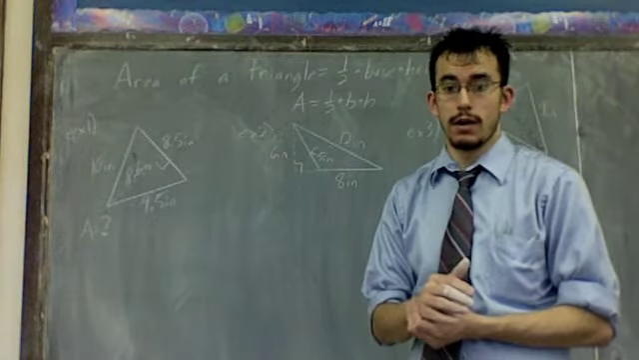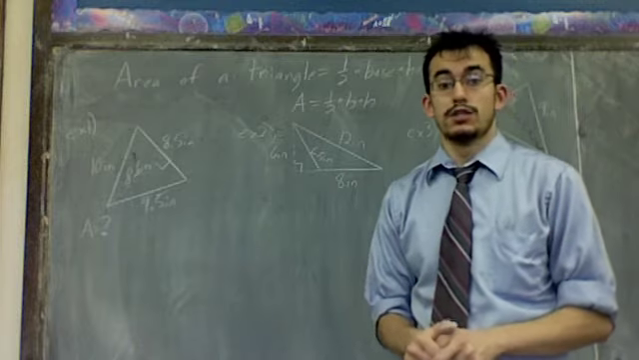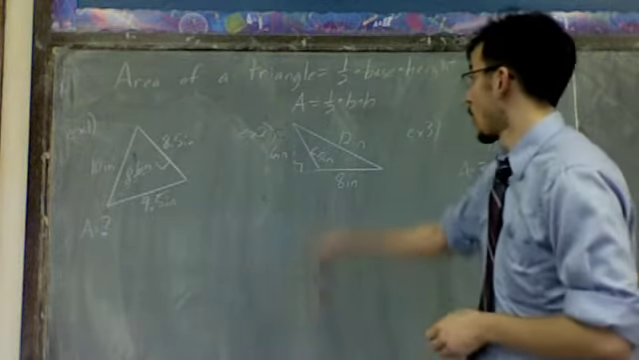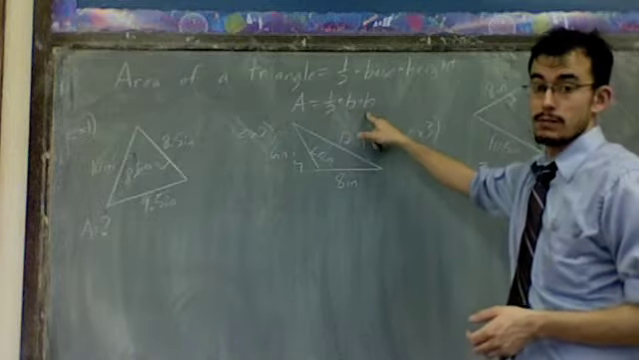In this video I'm going to show you how to use the area formula for a triangle. The triangle area formula is 1/2 times the base times the height.